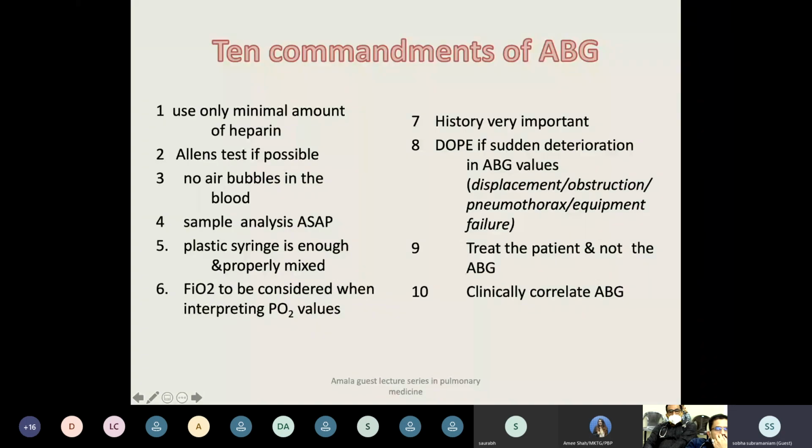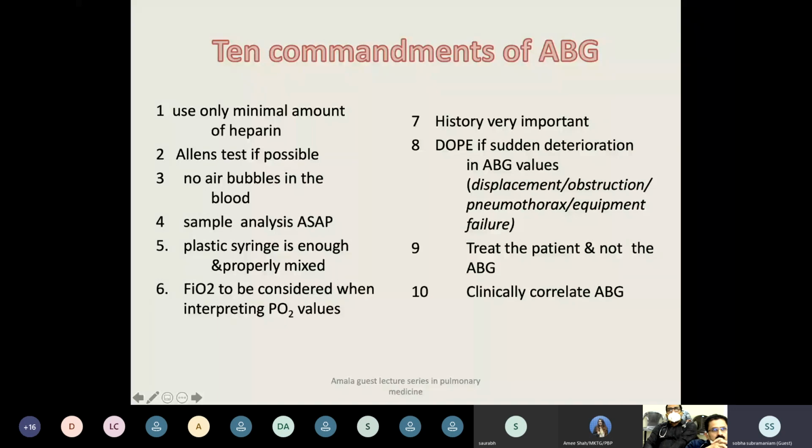So I will just stop this presentation with 10 commandments of ABG. Use only a minimal amount of heparin. The heparin found inside the needle, about 0.025 ml of heparin, is enough to anticoagulate the 1 ml of blood which you take. And if possible, you can do a modified Allen's test to make sure that there is collateral circulation, and make sure that there is no air bubble in the blood taken, and the sample should be analyzed as soon as possible.